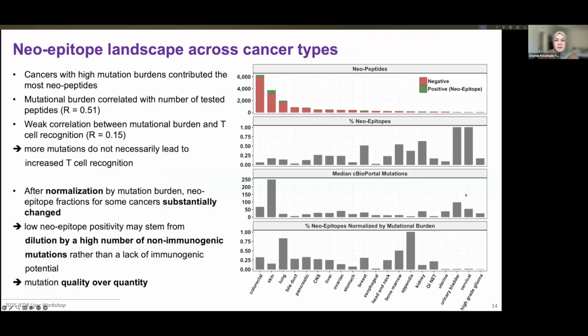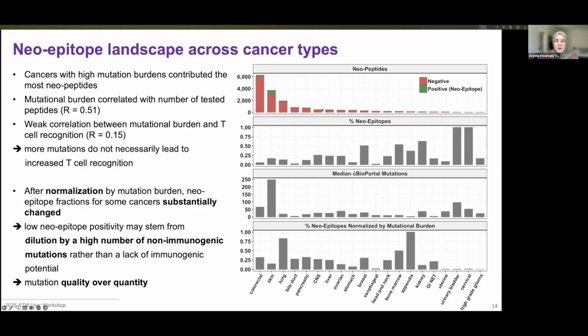So next, we investigated the landscape of neopeptides and the fraction of validated neoepitopes across the different cancer types. As I mentioned, we had over 28 cancer types, but for this analysis, I pulled some of them together and only looked at the organ site. For example, for breast cancer, I only said it's breast cancer and didn't distinguish between the different subtypes of breast cancer, and the same for the other cancer types.